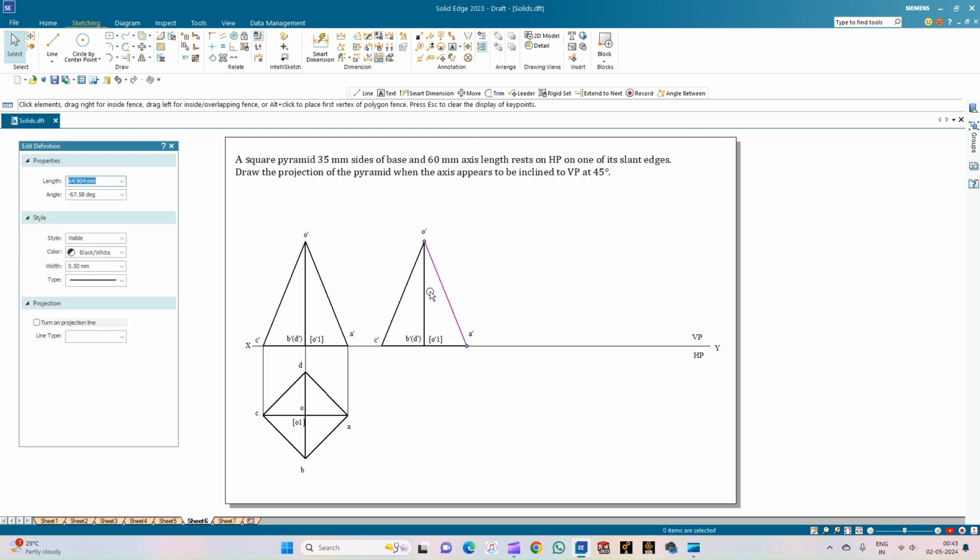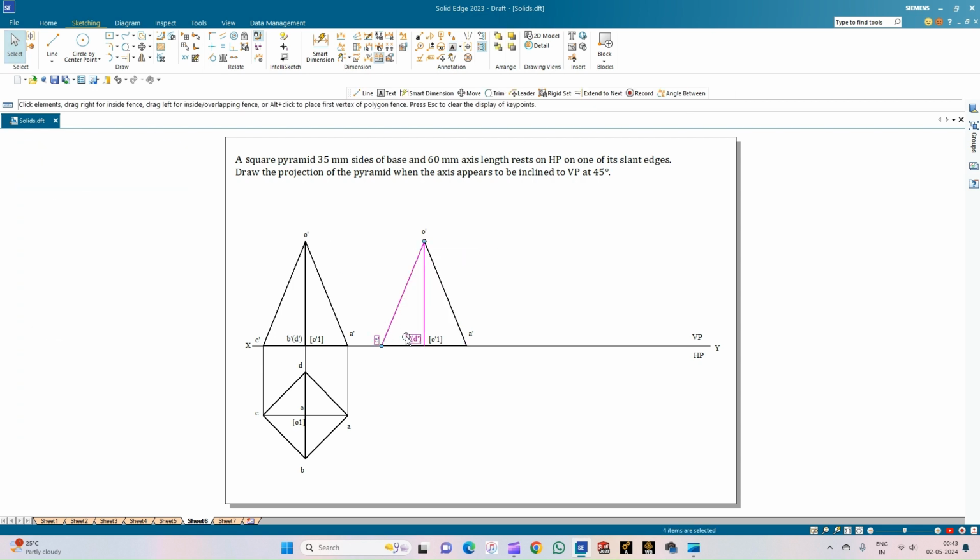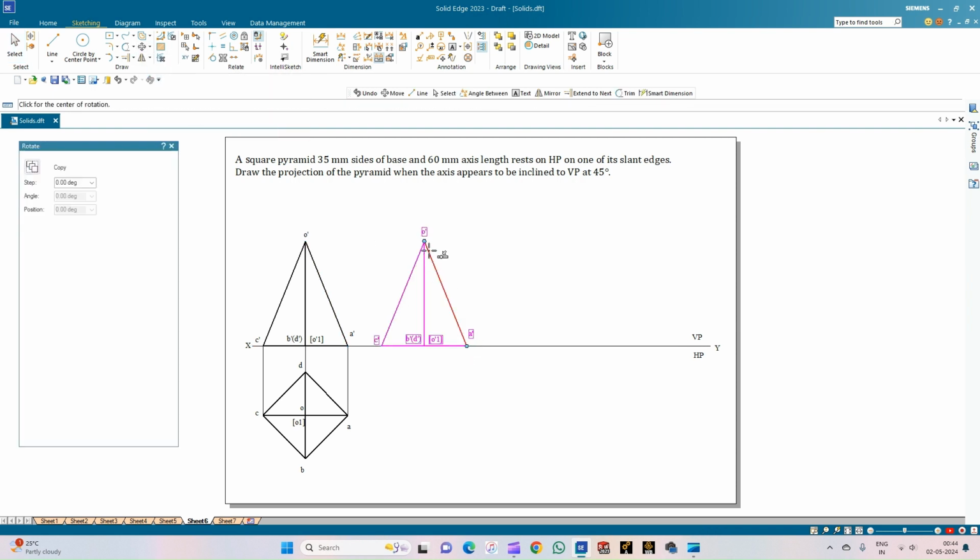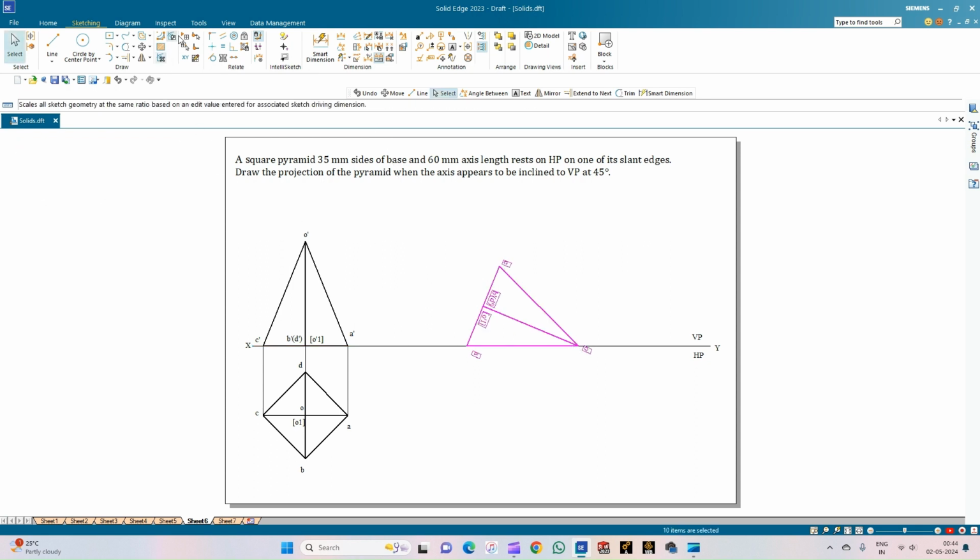Now let us select this pyramid along with the annotations and the edges. Now we are going to rotate such a way that it is to rest on one of its slant edges, that is O dash A dash. So ensure the copy is off. Now let us select the points A dash and O dash, and just ensure that it is being tilted in such a way that it is resting completely on the XY line. You can just observe that the XY line is turning red, and this marks the resting of the pyramid on its slant edge, that is O dash A dash.